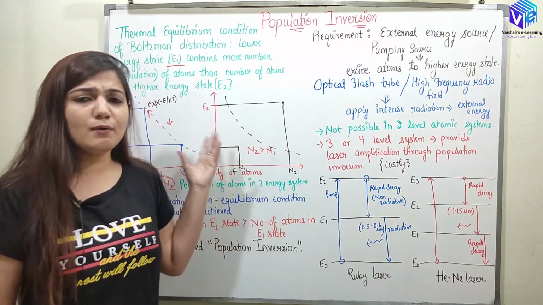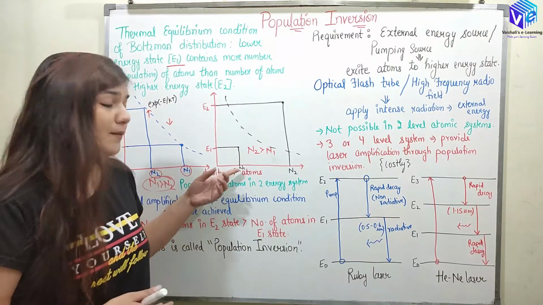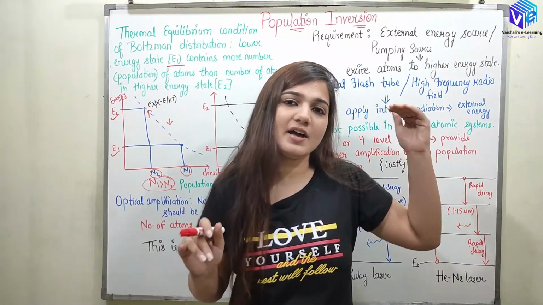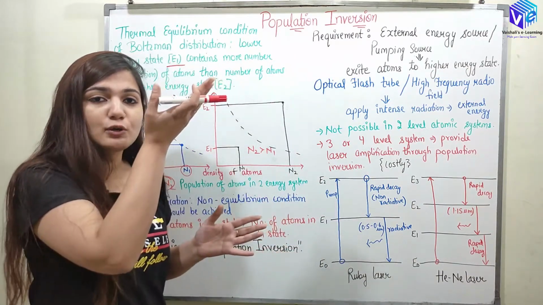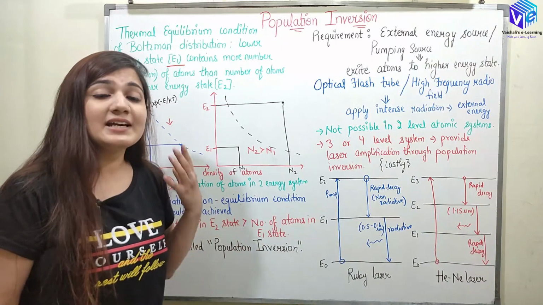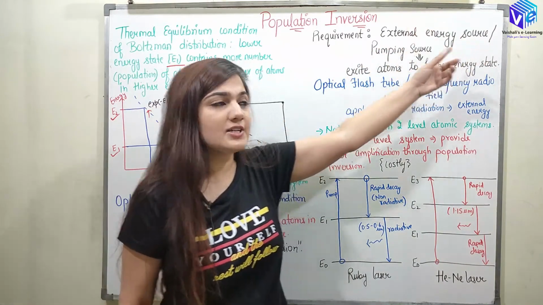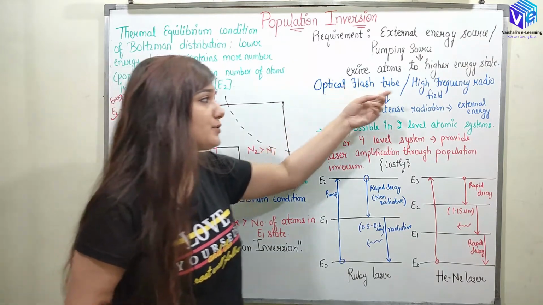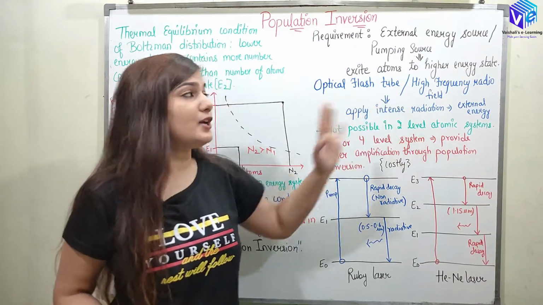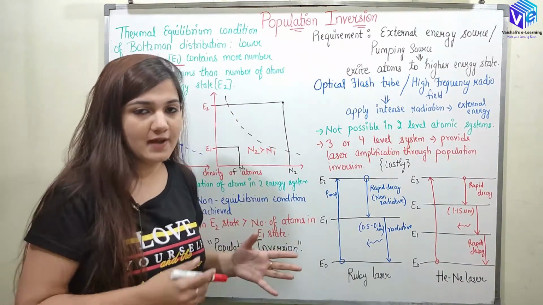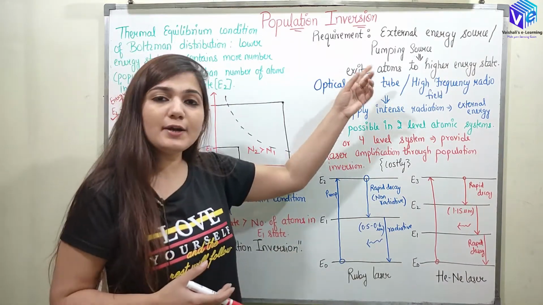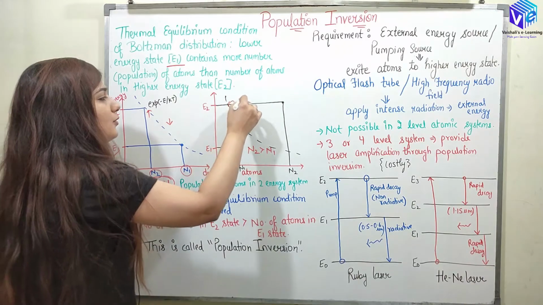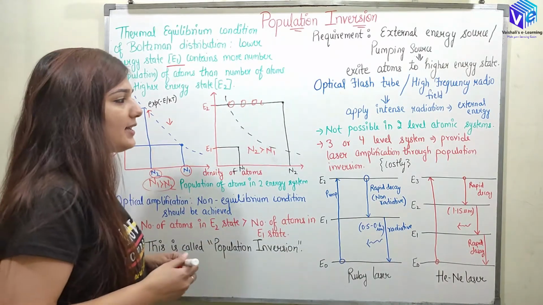Now coming to the requirement. I want atoms from the lower energy state to be moved to the higher energy state. When I am moving the atoms from the lower to the higher energy state, an external energy source is required. This external energy is given by the pumping source. What kind of pumping source are we using? We are using optical flash tubes or a high frequency radio field. These methods can pump the atoms from the lower to the higher energy state, and this is how we give proper excitation to the atoms so that a larger population of atoms is at the higher energy state.